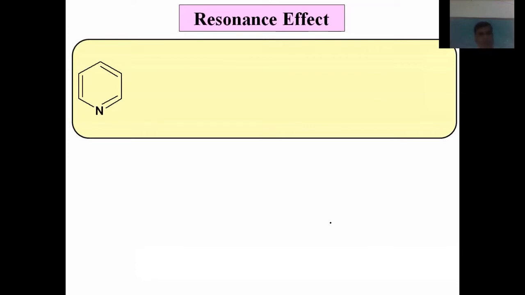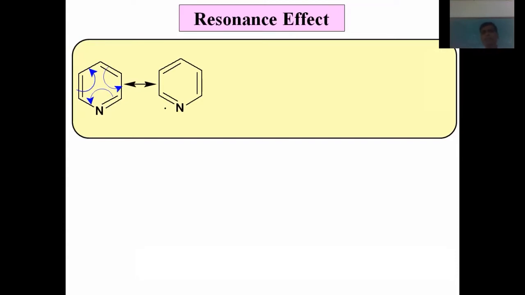This is the structure of pyridine. It has 3 pi bonds. There is a delocalization of these 3 pi bonds. Here this pi bond is shifted in between these 2 atoms. Similarly, the next pi bond is shifted here. Then again the next pi bond is shifted here, and we get the first resonating or canonical structure of pyridine.